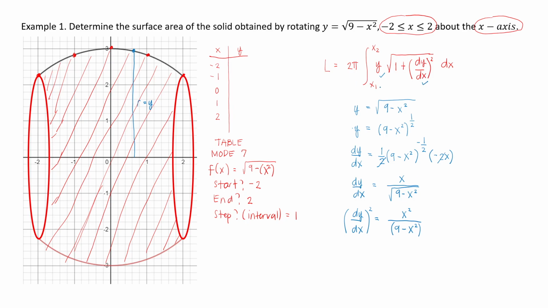Okay, so you now have this one. You also have x1 and x2, which is negative 2 to 2. And you're now ready to answer your arc length, I mean your surface area. So this one is not LDI, but it's SA.